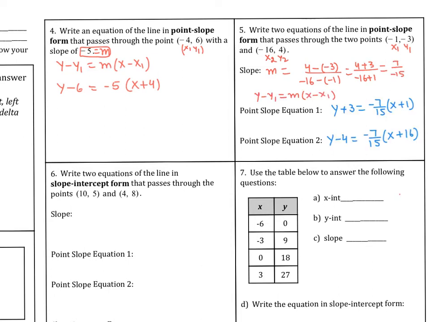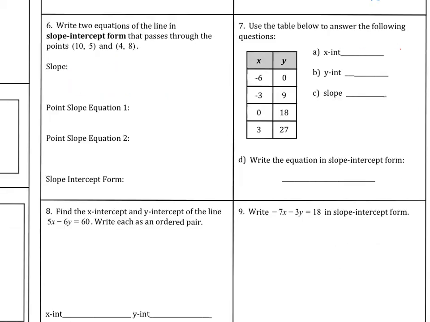Once you get your m, that is your slope, negative 7 over 15, you use the formula y minus y1 equals m times x minus x1, where x1, y1 is the first point. So it's going to be y plus 3 equals negative 7 over 15 times x plus 1. That's your first equation. The second equation is y minus 4 equals negative 7 over 15 times x plus 16.